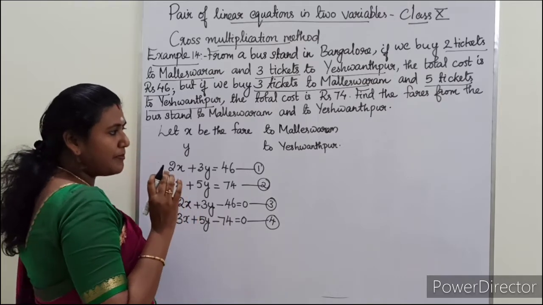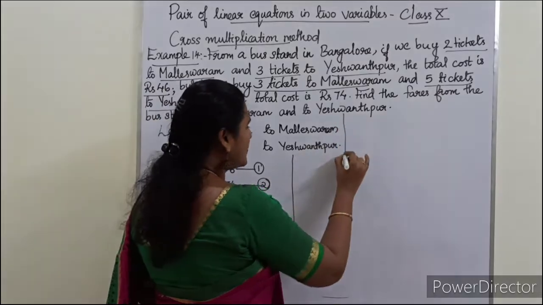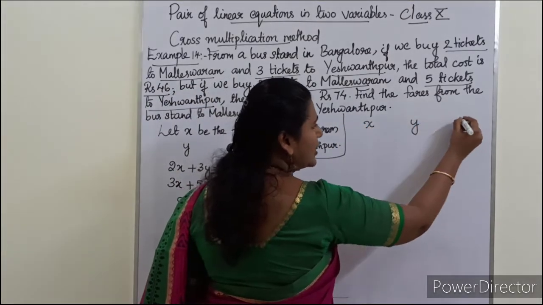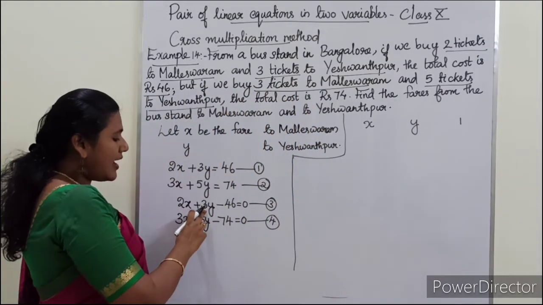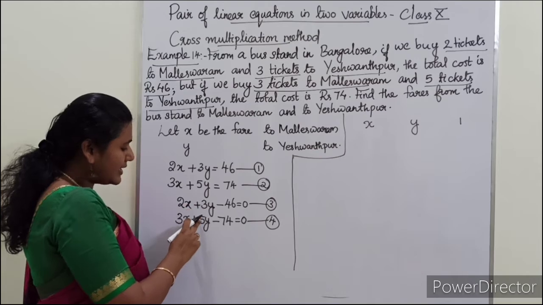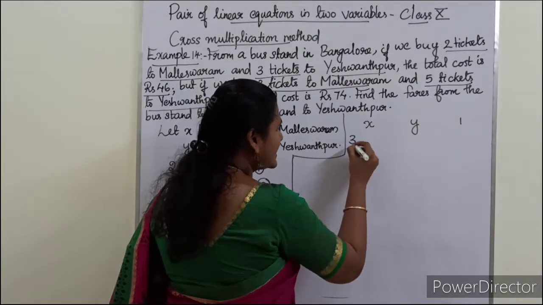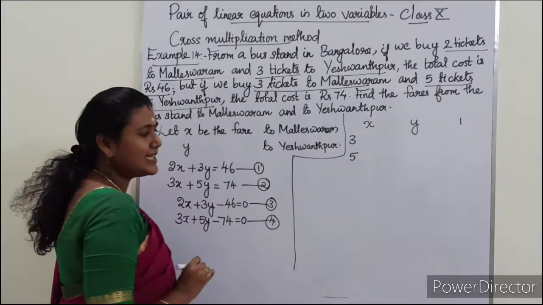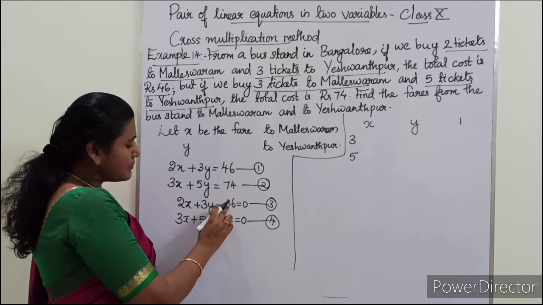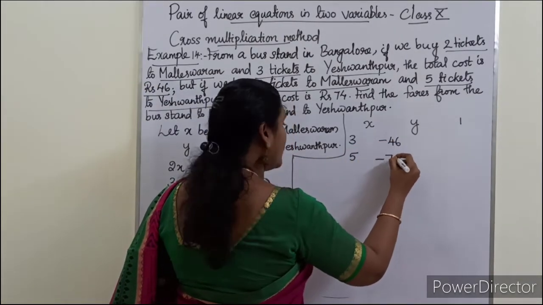Now you have to remember the diagram. The diagram is very important. I am going to draw it here. First you have to write x, y and 1. Then you should start with the coefficient of y. The coefficients of y in the two equations are 3 and 5. So we start with the coefficient of y, 3, 5. Then we will write the constant terms, that is minus 46 and minus 74.